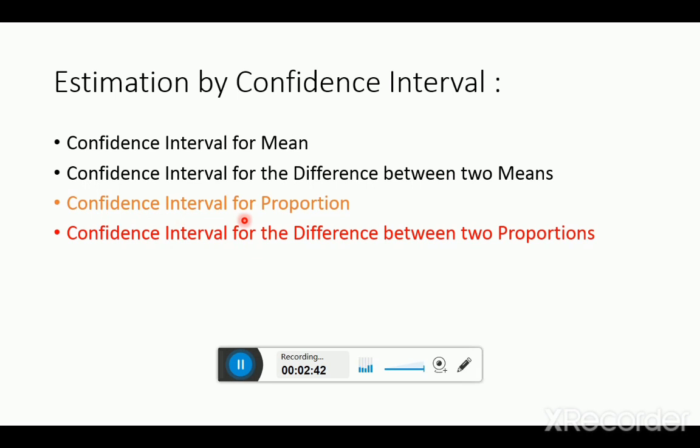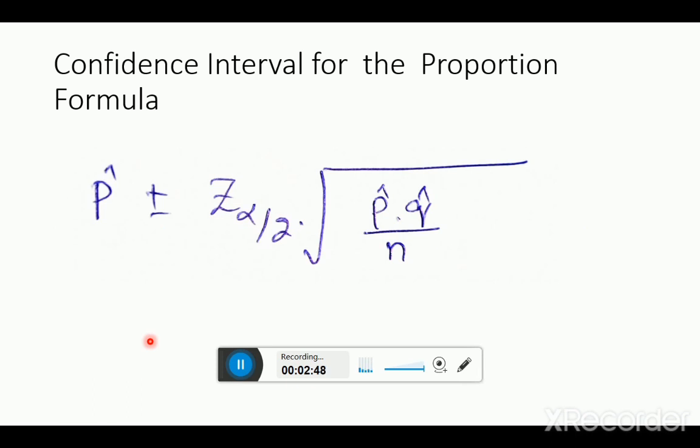So now let's start with the confidence interval for the proportion. The formula for the confidence interval for the proportion is P cap plus minus Z alpha by 2, the critical value from the table, times the root of P cap Q cap divided by N. Look here, P cap is basically the estimator. It is the statistic of your proportion. As I told you, when we have the parameter proportion it is represented by P, and when we have the sample proportion statistic, it is represented by P cap.